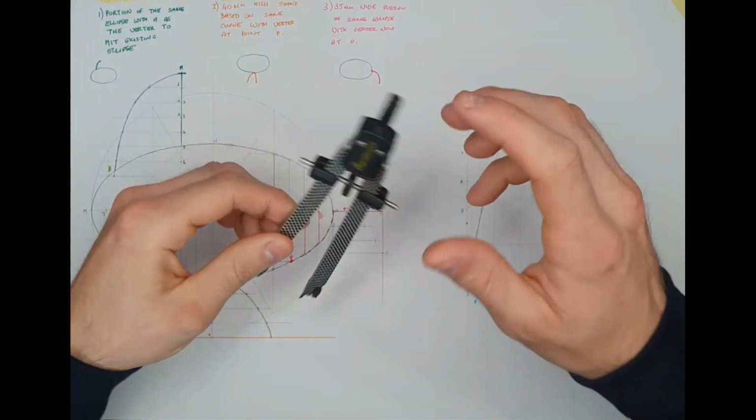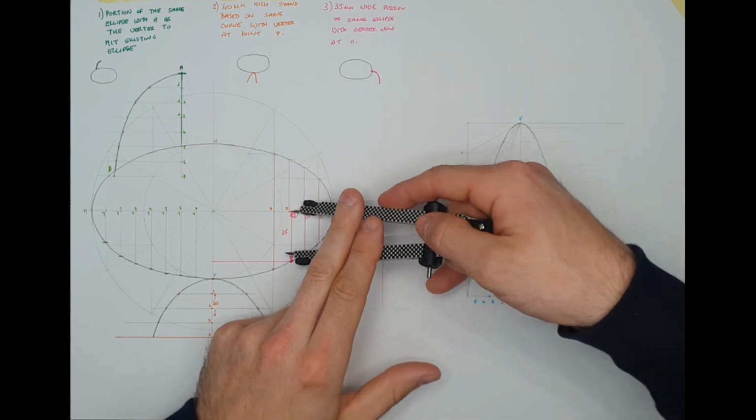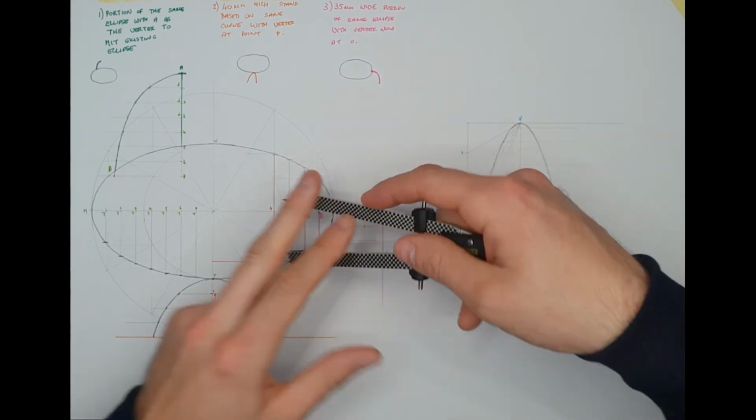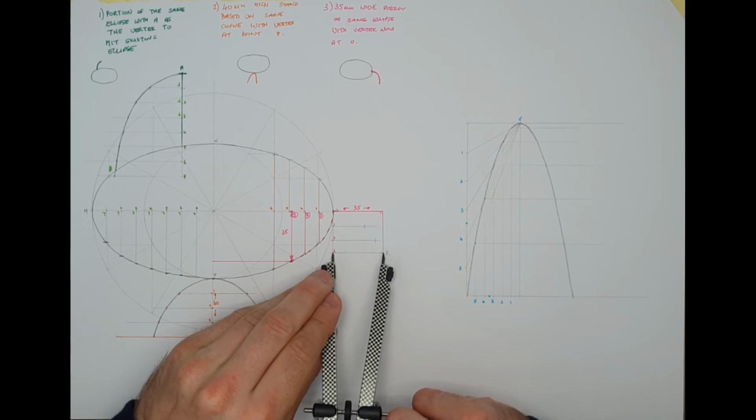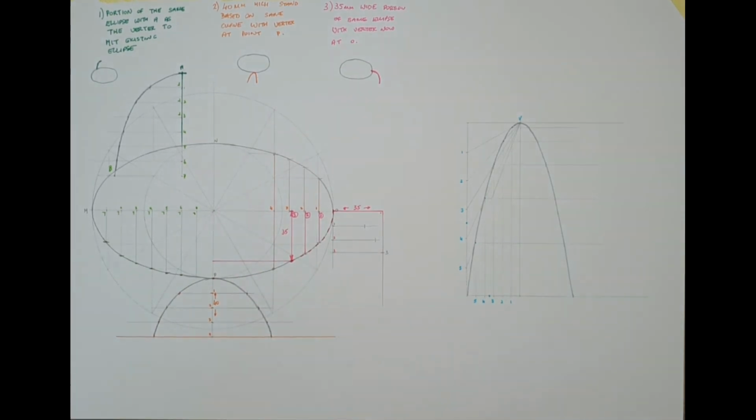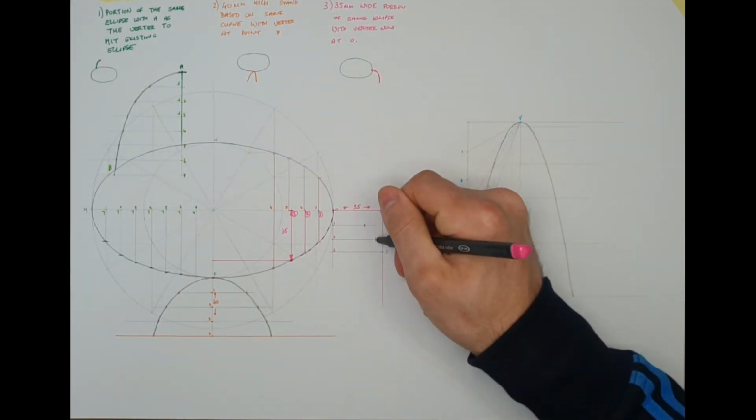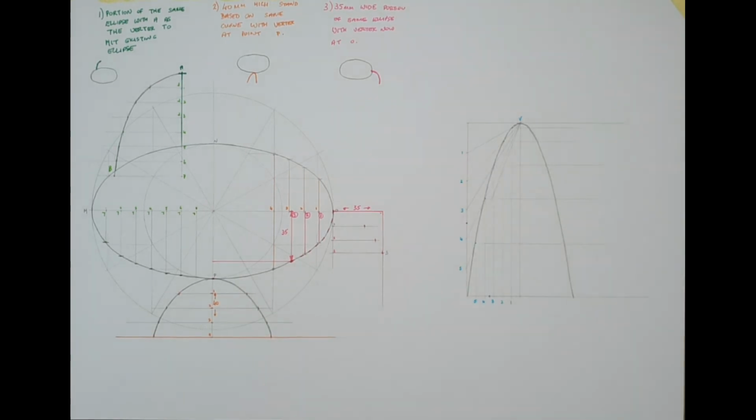Is the width at 2, and just to make sure we get this right, the width at number 3 should be 35, width at 3 there, 35. So we get points 1, 2, and 3, portion of the same ellipse.